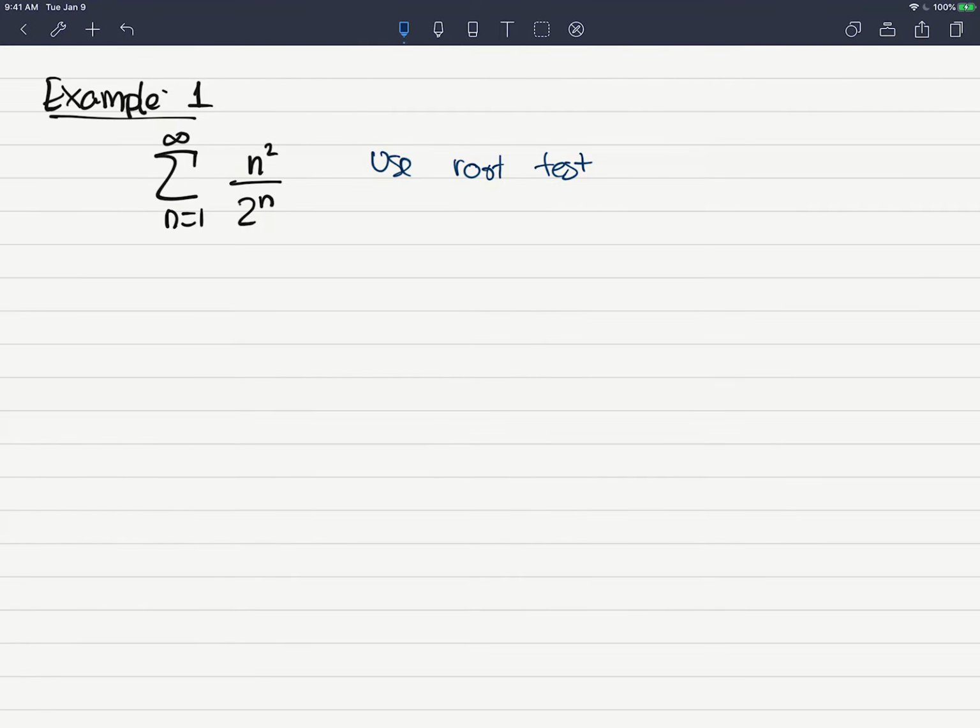I'm going to take the limit when n goes to infinity of the nth root of the absolute values of the inside, but I'm not going to put the absolute values because I have only positive terms, right? I don't need the absolute values. So I need this. So this limit, I can rewrite it like this.